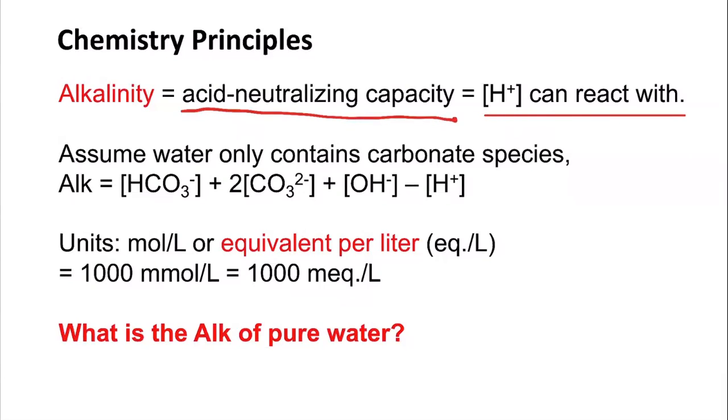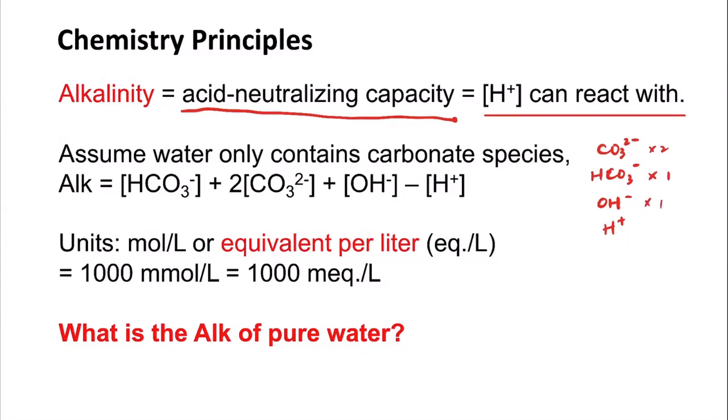So if we assume that the water only contains these carbonate species, let's say the carbonate ion or bicarbonate ion, OH ion, and hydrogen ion, then we can calculate what is the alkalinity, right? Because we know each bicarbonate ion can only react with one hydrogen ion. And then the carbonate ion can react with two hydrogen ions, right?